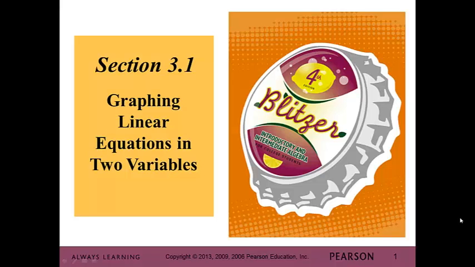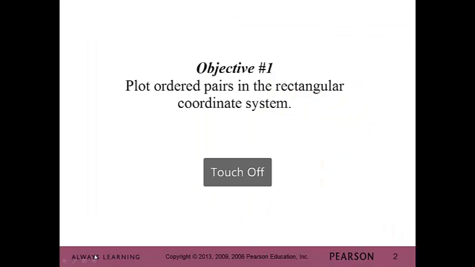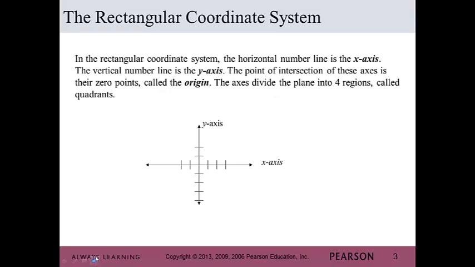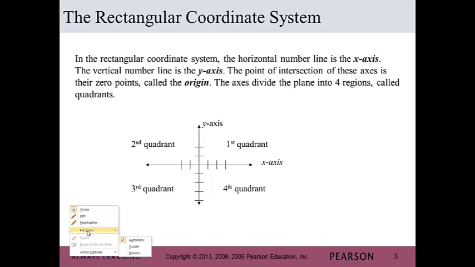Okay, so now we are in chapter 3.1 and we're graphing linear equations in two variables. Our first objective is to plot ordered pairs in the rectangular coordinate system. So it starts off by saying, in the rectangular coordinate system, the horizontal line is the x-axis, the vertical line is the y-axis, the point of intersection between these two axes is called the origin, and the axes divide the plane into four regions.